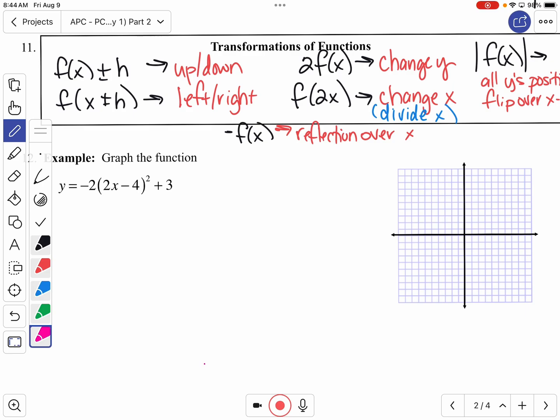Are you inside that parenthesis before we start? Yeah, there's a factor in there. Let's factor inside that parenthesis. Okay, so there's your minus. Factor inside that parenthesis.